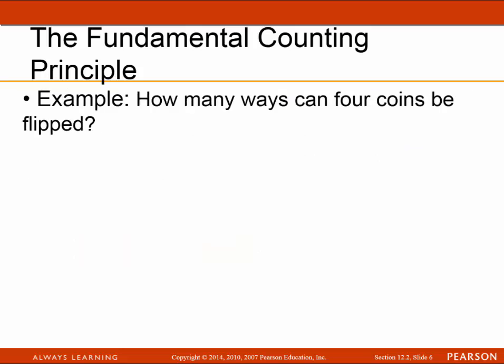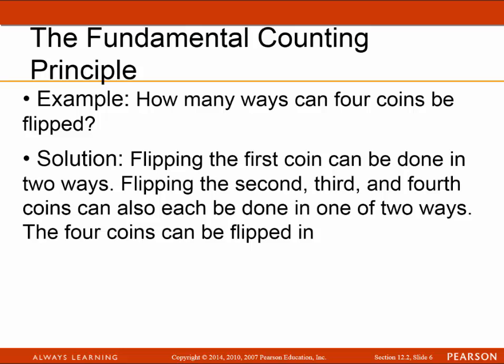So here's another example. How many ways can 4 coins be flipped? Well, flipping the first coin can be done in 2 ways. Flipping the second, third, and fourth coins can also each be done in one of 2 ways, either heads or tails. So the 4 coins can be flipped in 16 different ways.